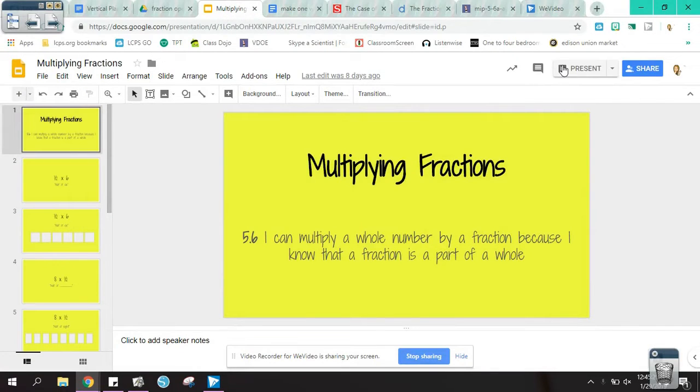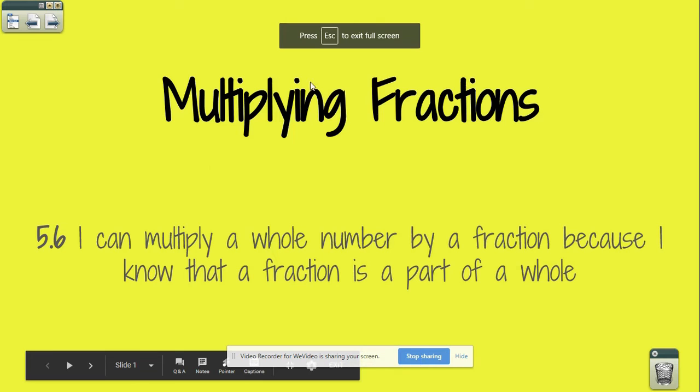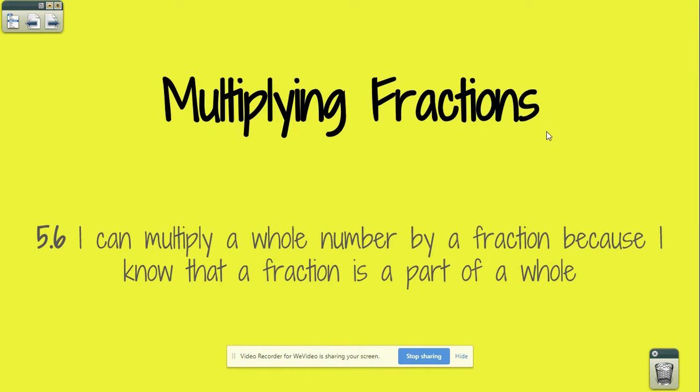Hello, today we will be talking about multiplying fractions. So the goal is to be able to multiply a whole number by a fraction because I know that a fraction is a part of a whole.